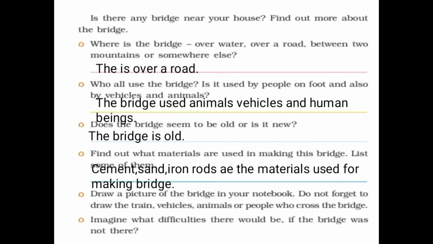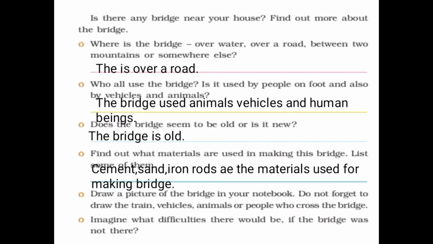Does the bridge seem to be old or new? The bridge is old. Find out what materials are used in making this bridge and list some of them. Cement, sand and iron rods are the materials used for making the bridge. Draw a picture of a bridge in your notebook. Do not forget to draw trains or vehicles, animals or people who cross the bridge.